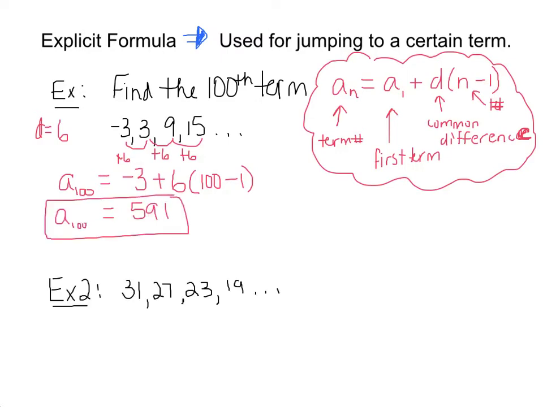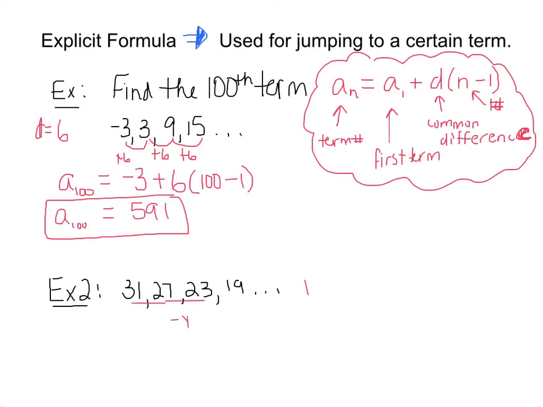So let's look at another example. We have the sequence 31, 27, 23, 19. Now, when the sequence is going down, the numbers are getting smaller. Your common difference should be a negative number because you're adding a negative number to make it go down. So let's compare. If I look at 27 to 23, I went down 4. So it looks like the common difference is -4.